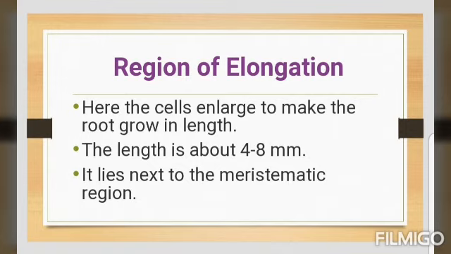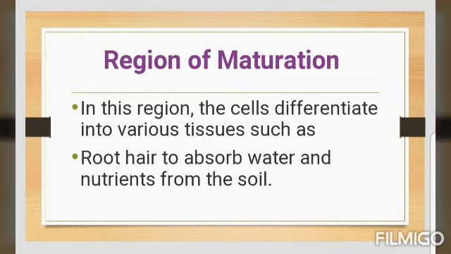This region is called the region of elongation. The cells of the elongation zone gradually differentiate and become mature. Hence, this zone proximal to the region of elongation is called the region of maturation. From this region, some of the epidermal cells form very fine and delicate thread-like structures called root hairs. These root hairs absorb water and minerals from the soil.